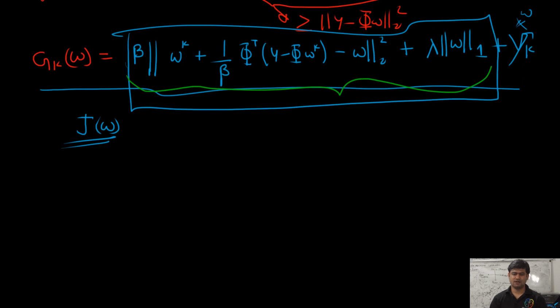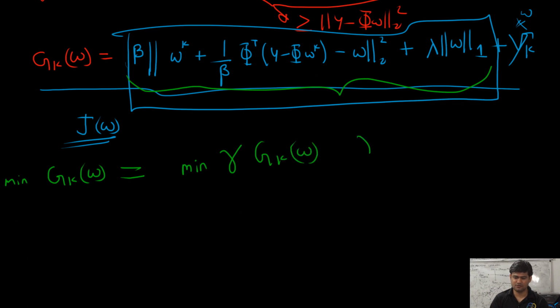So we can rewrite this function, we can just scale the function. Minimizing the function g_k of w is the same as minimizing gamma times g_k of w for any value gamma greater than 0, right? Scaling the function doesn't change the minimizer, and we can choose gamma to be 1 over beta.